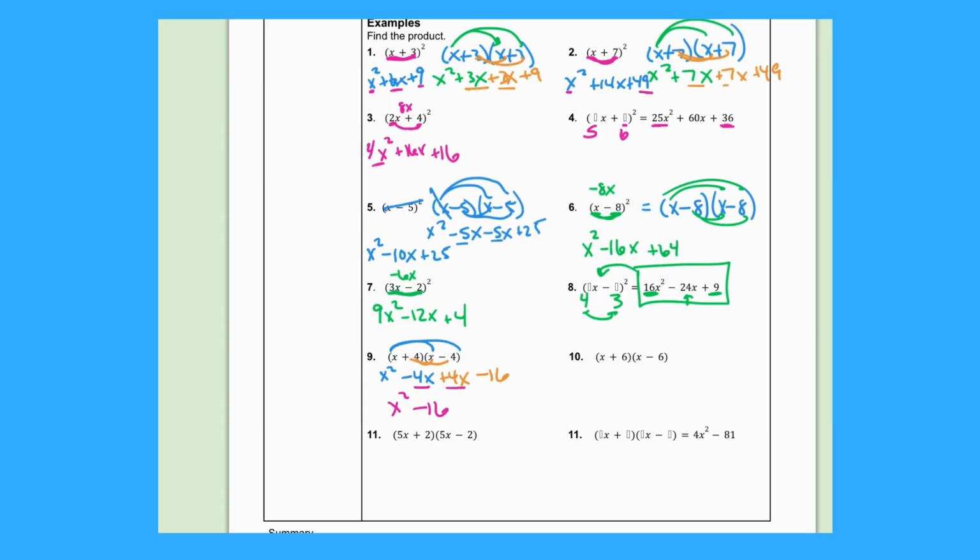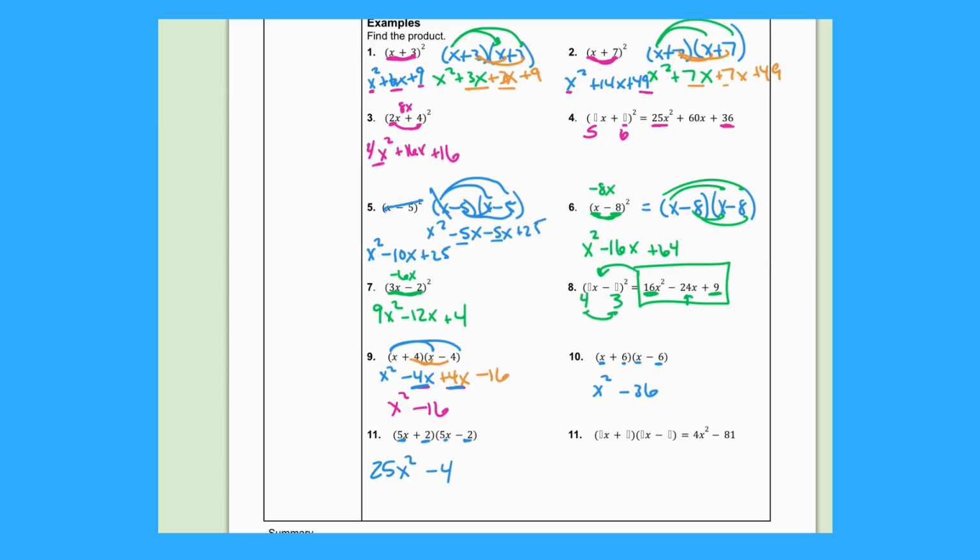Okay, so let's try using the shortcut for number 10. So we're going to multiply x times x is x squared. Then we're going to multiply 6 times negative 6 is negative 36. And again, the middle term will cancel itself out, so we don't need to write it. Same thing here. 5x times 5x is 25x squared. 2 times negative 2 is negative 4. And then if I had done this distributive property, it would be like this, where those middle terms are going to just make 0 and cancel each other out.